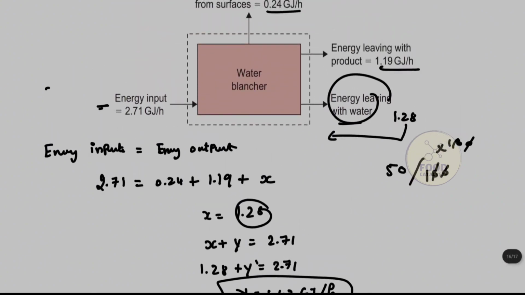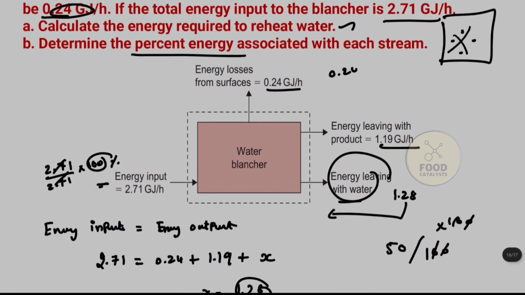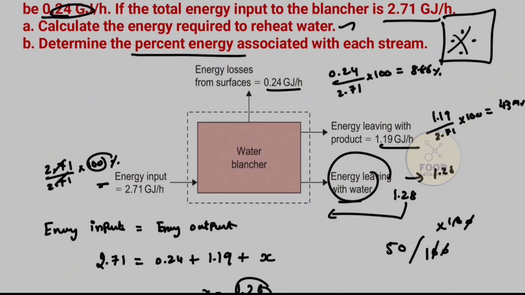I'll start from here. 2.71 divided by 2.71 into 100, which means energy input is 100%. Energy loss, 0.24 divided by 2.71 into 100, will come around 8.86% loss. The energy leaving with the product is 1.19 divided by 2.71 into 100, which will come around 43.9%. And the energy leaving with water is 1.28 divided by 2.71 into 100, which will come around 47.23%. So these are the percentages of energy associated with each stream. That's it, I'm done with this problem.